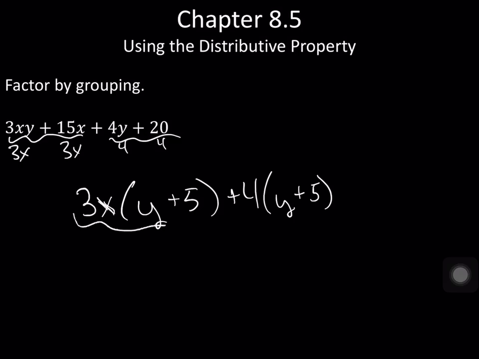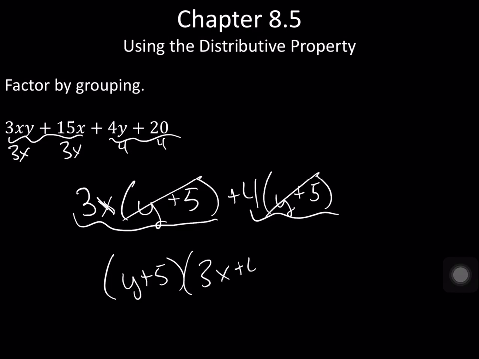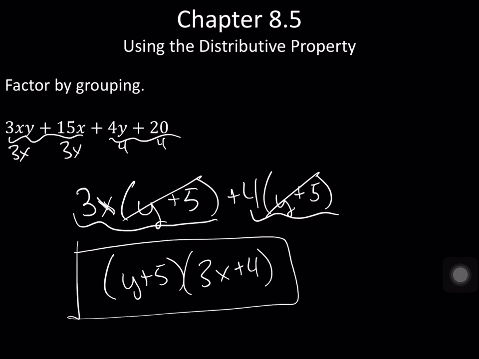And so now with these two terms, there's a y plus 5 in common. And when that y plus 5 goes away, there's a 3x plus 4. And that's what you should get. That is our fully factored form. And again, if we wanted to redistribute and check, we could redistribute and check, and we should get right back up here.